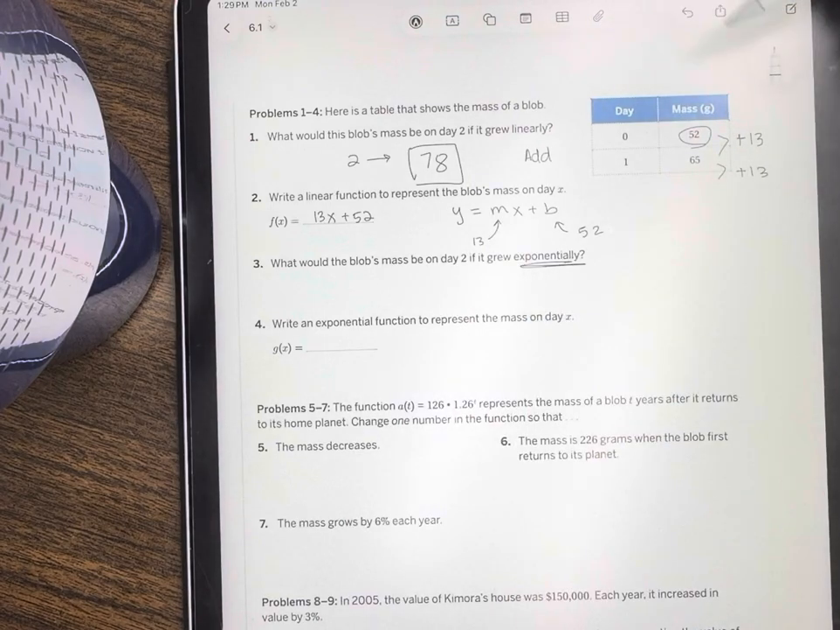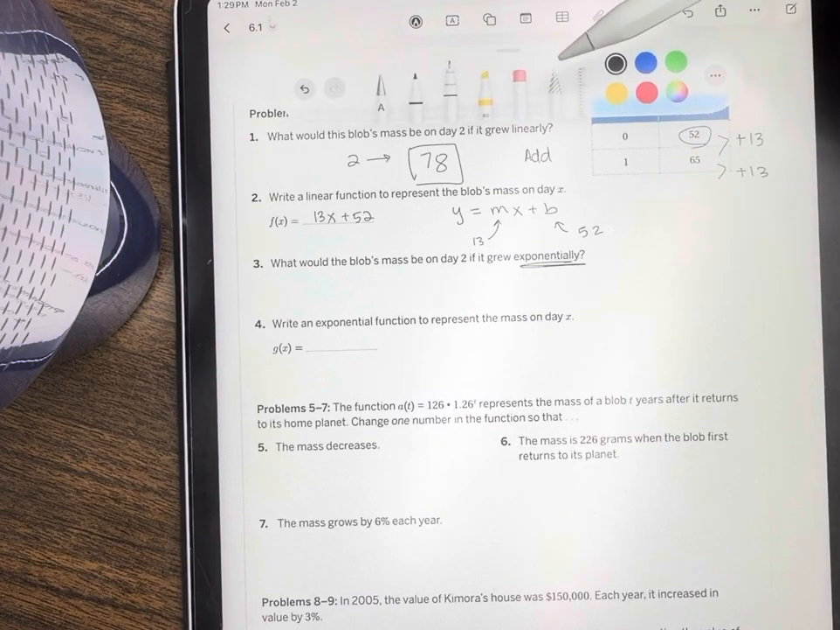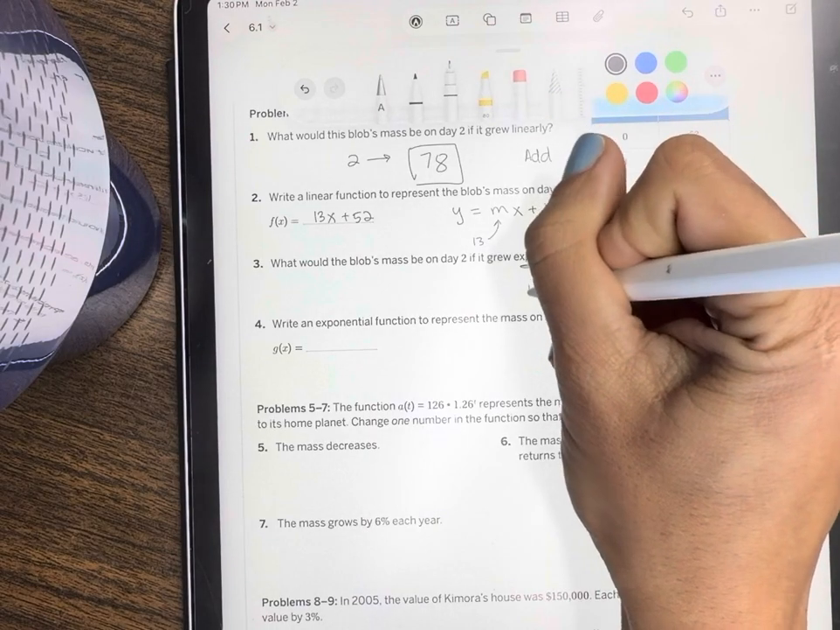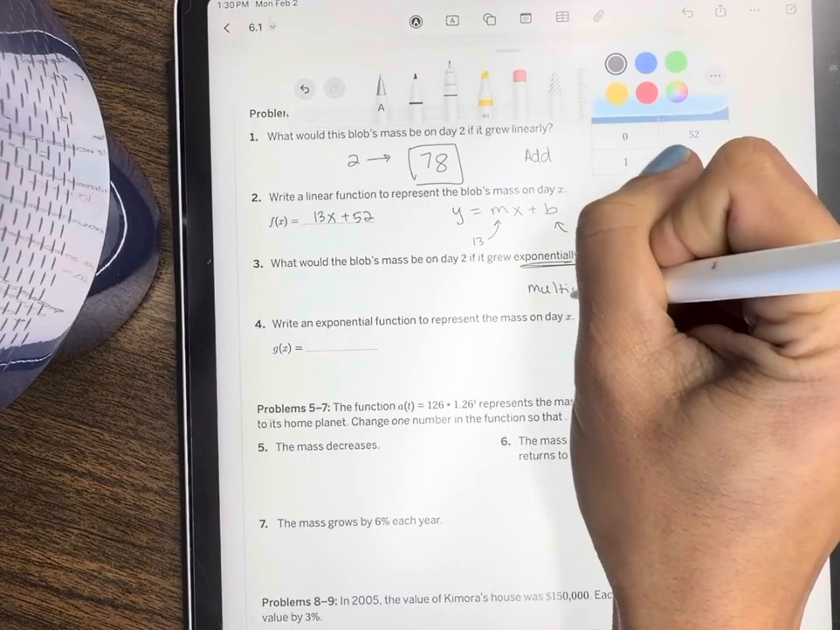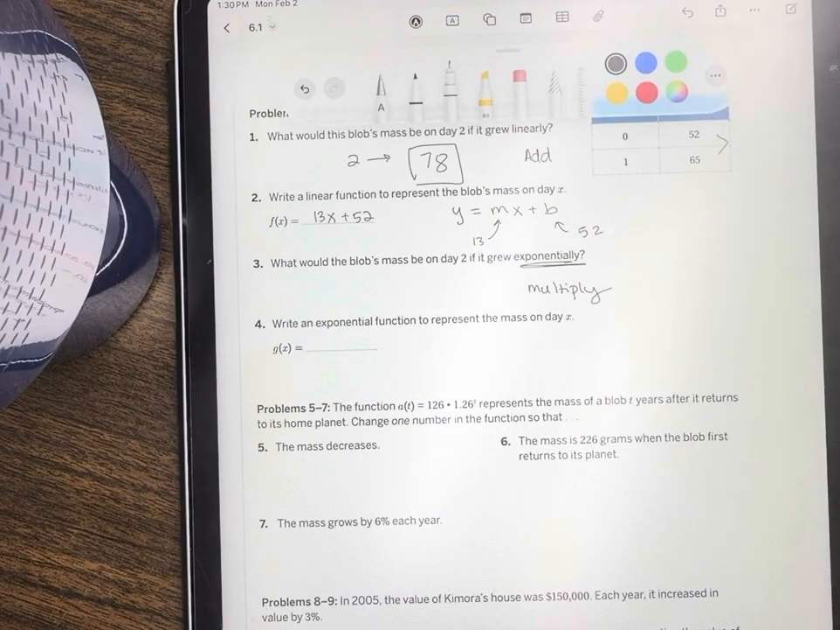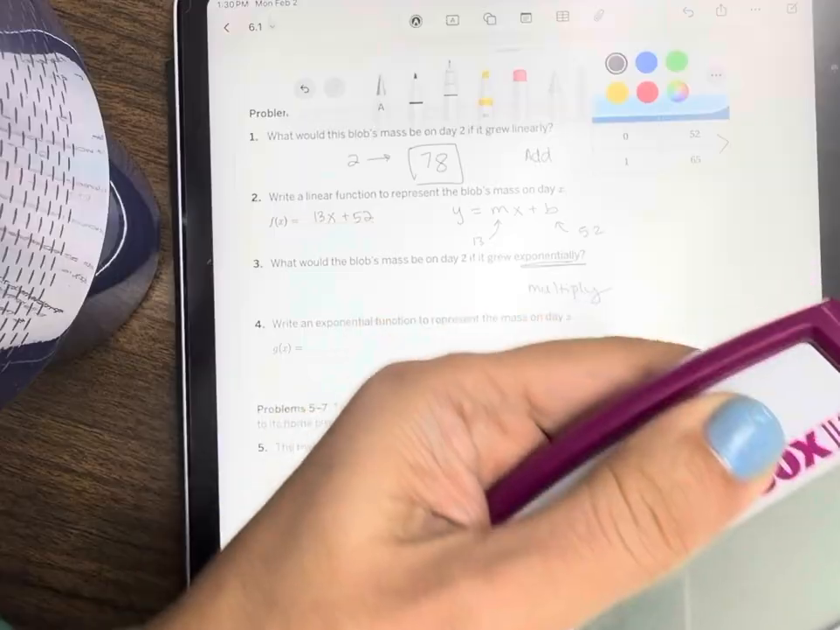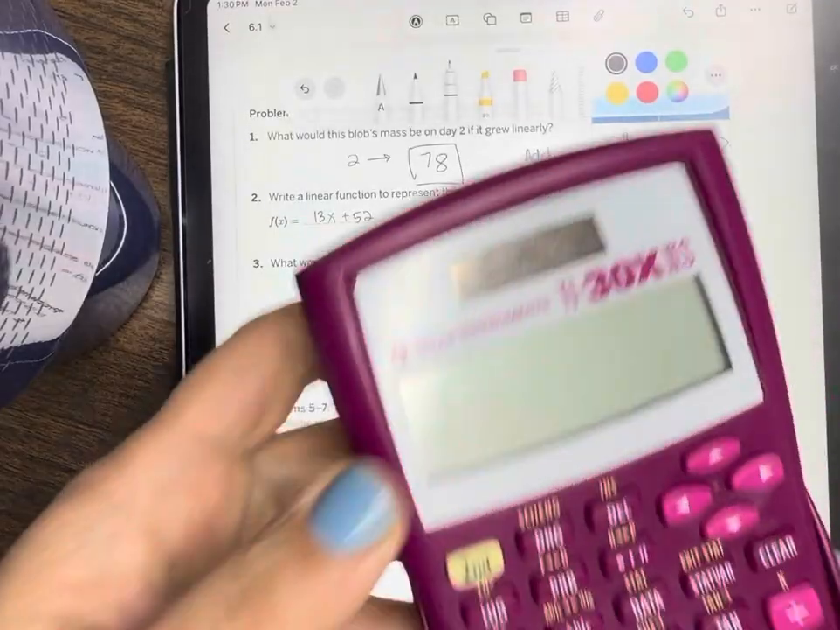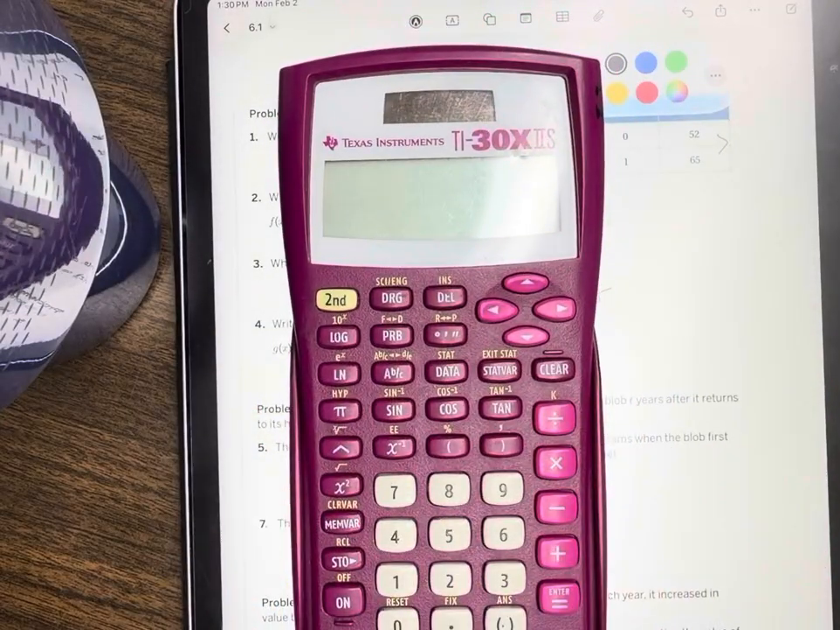Okay, now we're talking exponentially. Let's go back, and they're just like, wait a minute, let's redo everything we just did if we were growing exponentially. So now with exponential growth, what we have to look at is, what do we multiply to get from 52 to 65? And if you can't do this in your head, guess what? Neither can I, all right? Here's what we're gonna do.